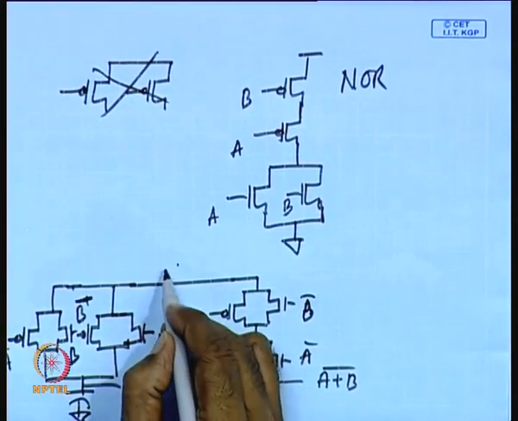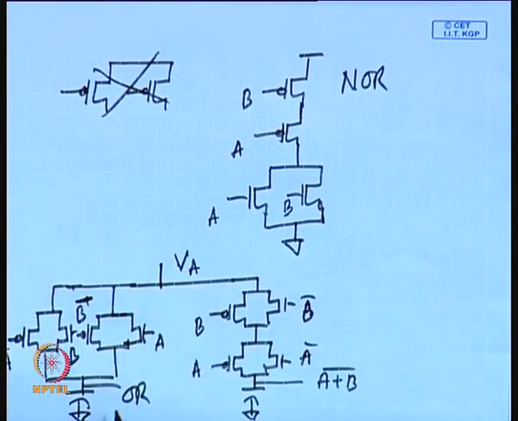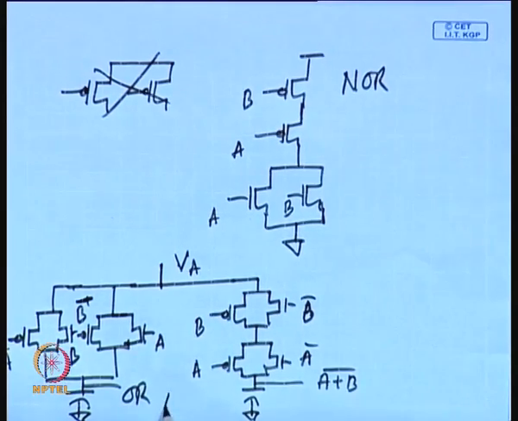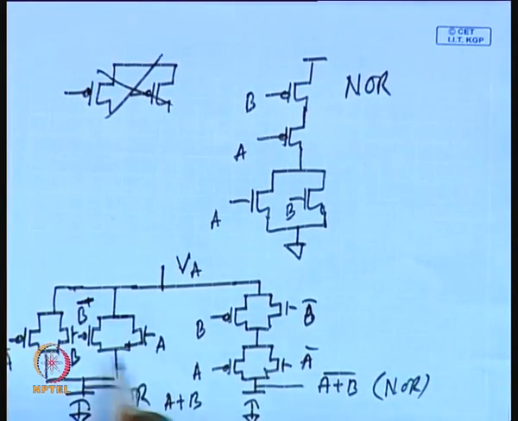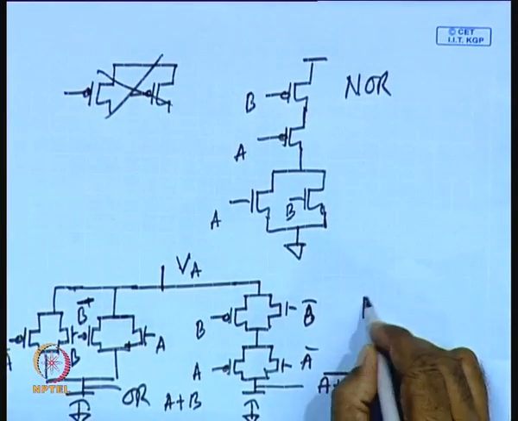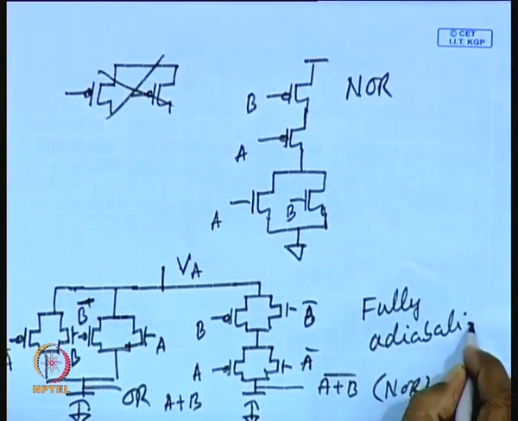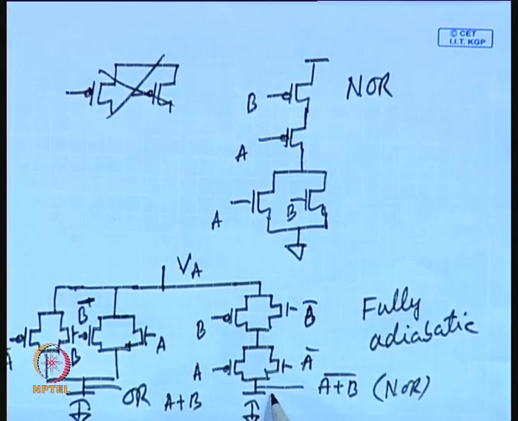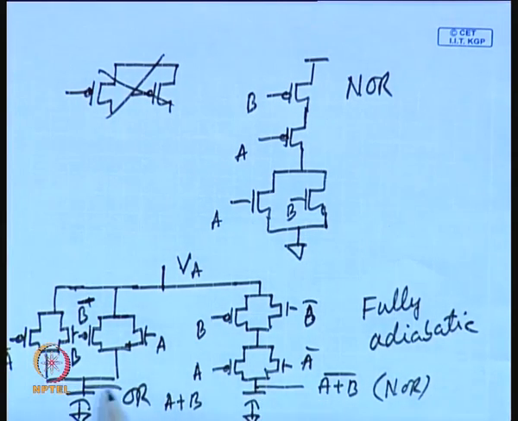Finally, the last step is you apply the pulsed power supply. So, you are realizing OR, that means A plus B, and this is realizing NOR, A plus B bar. This is how you can convert any CMOS gate to a fully adiabatic gate. This is a fully adiabatic gate, because it does fully adiabatic charging and discharging with the help of this pulsed power supply. So, we will have dual output NOR and OR, and how it can be realized I have explained. So, this is the realization.